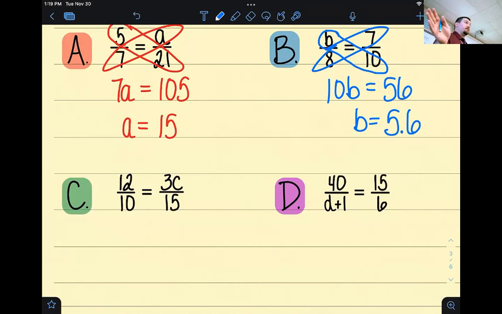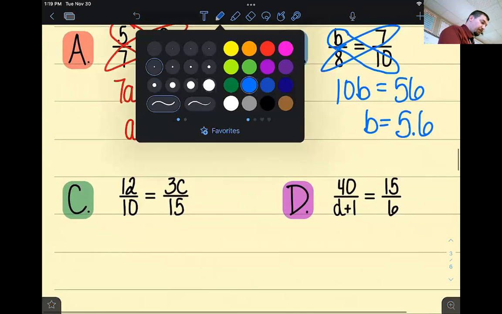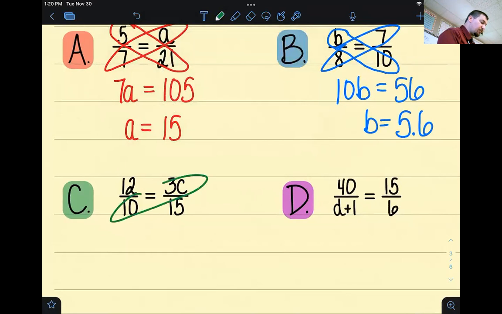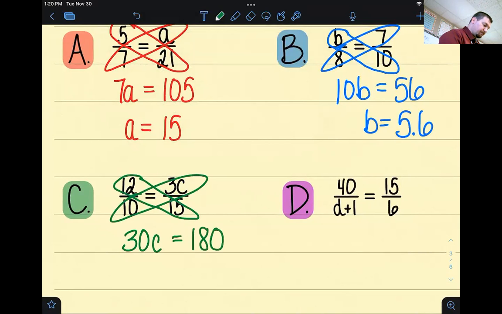We're not going to change anything. We're still going to use cross products here. But what's 10 times 3C? Sky? 30C. Yeah, so I can't do 12 times 15 and divide by 10 and get my answer because there was a 3 next to the C. So that's not going to give you the right answer. So it's 30C. What's 12 times 15? Christian? 180. And Christian, go ahead and divide by 30 and tell me what you get. C equals 6.